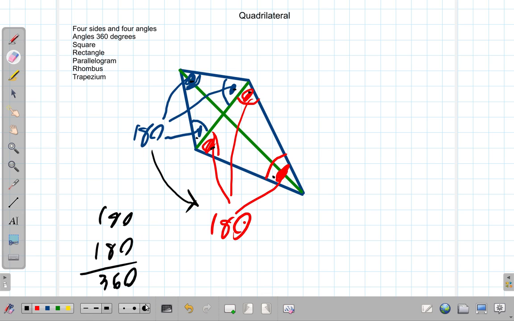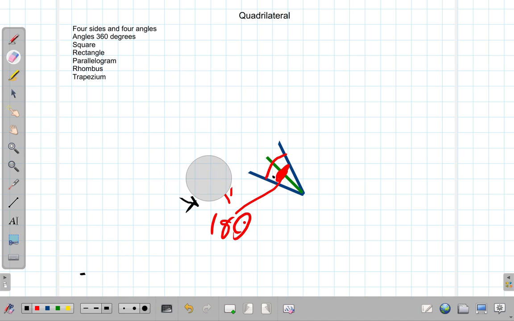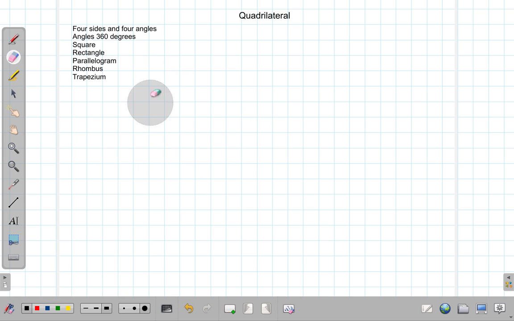So the total angle in a quadrilateral 4-sided figure is 360 degrees. All of them add up to 360. So all 4 angles would add up to 360 degrees, because once it's quadrilateral, we have 4 sides and of course 4 angles. Now we're going to look at 5 main types of quadrilateral.